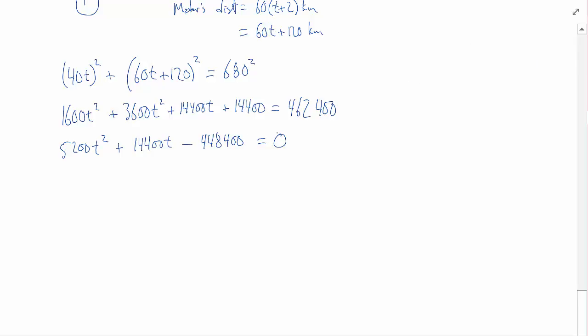I want to reduce this equation because these numbers are ridiculous. First thing I can see here is that everything will divide by 100, reducing down to 52t squared plus 144t minus 4,484. The next thing, I think they'll all divide by 4. I'm going to try this and see if I can reduce a little bit more.